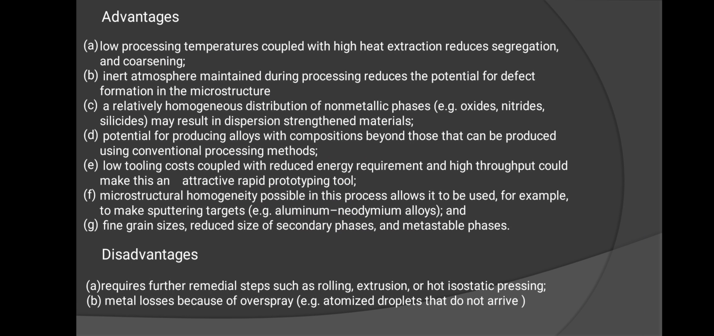Microstructural homogeneity possible in this process allows it to be used, for example, to make sputtering targets, for example aluminum neodymium alloys, and fine grain sizes, reduced size of secondary phase and metastable phases. Disadvantages: it requires further remedial steps such as rolling, extrusion, or hot isostatic pressing. Metal losses because of overspray, that is, atomized droplets that do not arrive at the platform.